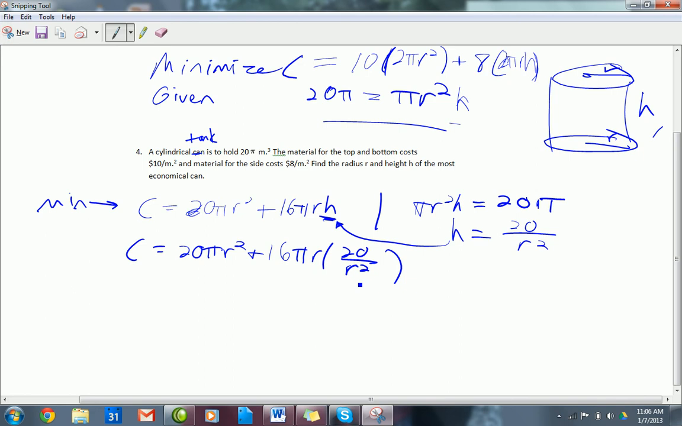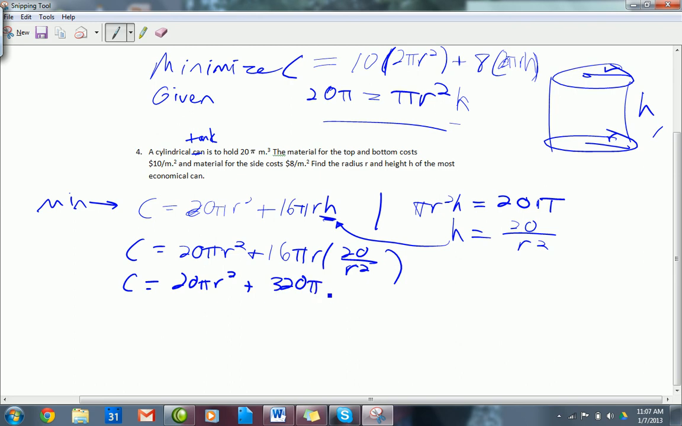It's a function of r and only r, not a function of r and h. So what I can do now is clean it up, take the derivative to find the minimum value. All right, so I'm going to clean it up first. 20 pi r squared plus r over r squared just leaves me with 1 r in the bottom. So I get 320 pi over r, right?